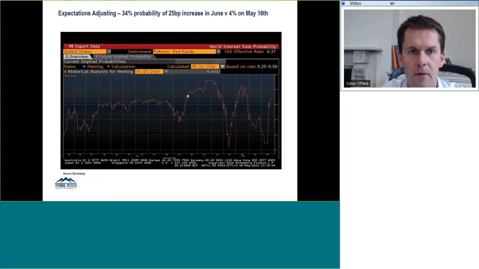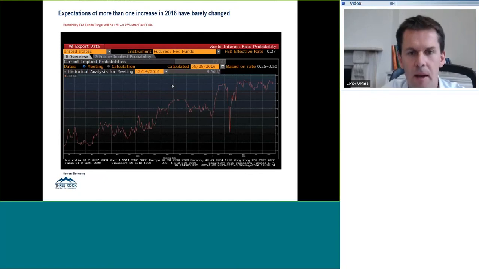So right now there's a 34% probability of a 25 basis point increase in June, versus a 4% probability priced in as recently as May 16th. It's probably slightly lower now, just today. So expectations have adjusted, but are still low, certainly beyond June. And I should say there's a 44% probability priced in of a hike in July.